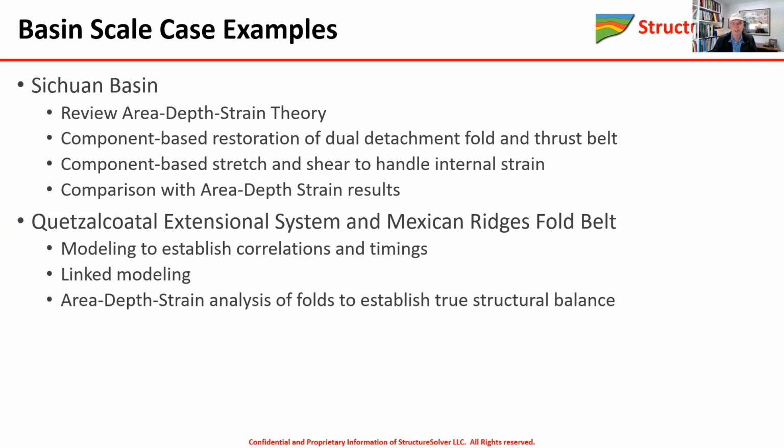And we'll compare the results from the restoration with the results from the area depth strain analysis. The Quetzalcoatl extensional system, if we get time to do that, we'll use modeling to establish correlations and timings across the structural fold belt. And we'll use link modeling and then again, area depth strain analysis to establish true structural balance. And one of the things that I'll be showing for both of these is how really, in many cases, in both extension and contraction, there's a mismatch between naive line length balancing and actually true balancing, which involves an element of consideration of structural areas as well.